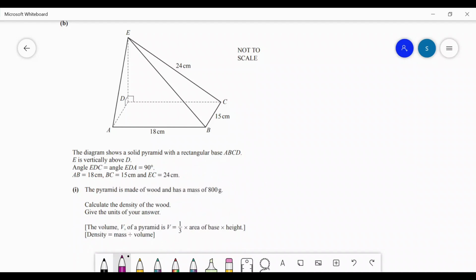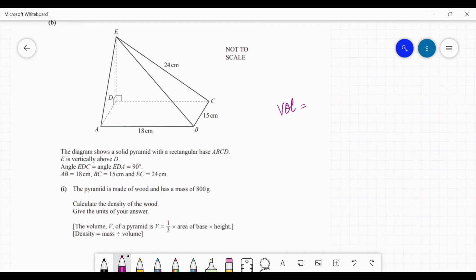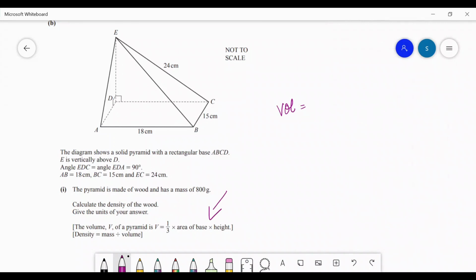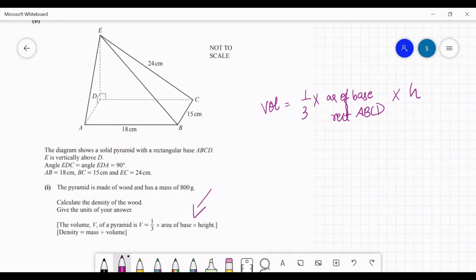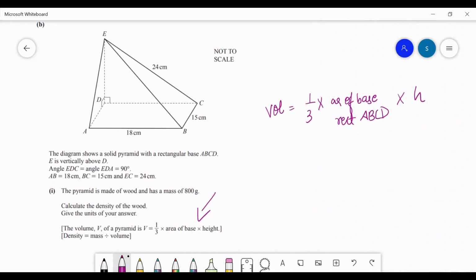So let's do that. To find the volume of this pyramid, you just have to use the formula given here, 1 by 3 into area of base into height. Here the base is rectangle ABCD, so area of base rectangle ABCD into height. Now we have the measurements of rectangle ABCD, the length and width, 18 and 15, but we do not have the height here. So let's try to find the height first and then use this formula.